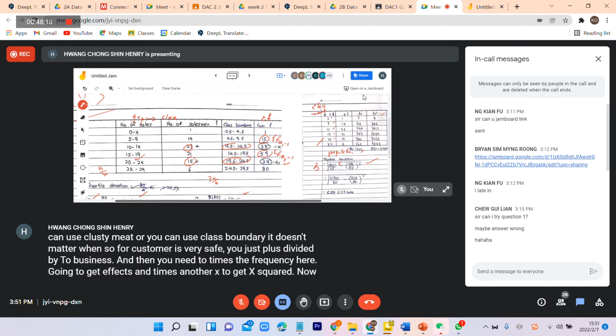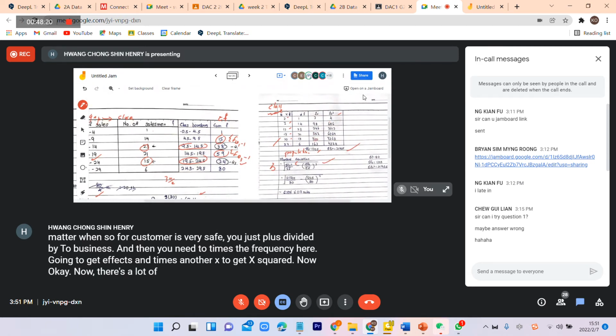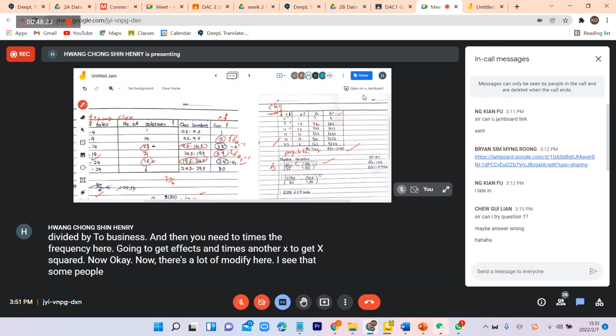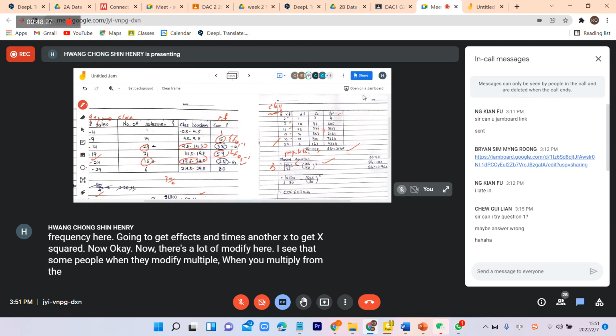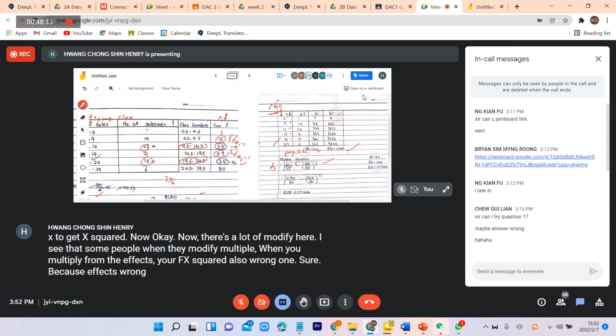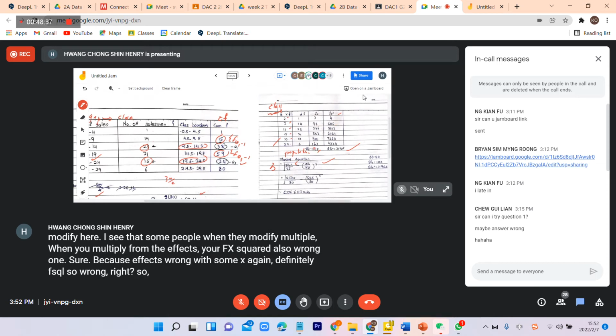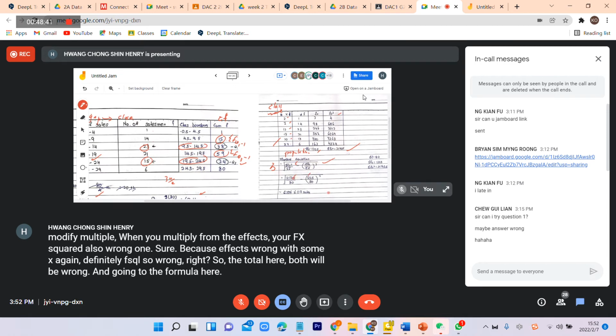Okay, now there's a lot of multiplying here. I see that some people multiply wrongly. When you multiply wrongly, your fx squared is also wrong, because fx is wrong and we multiply by x again. So both totals will be wrong. And when you put into the formula here, you should get 6.07.